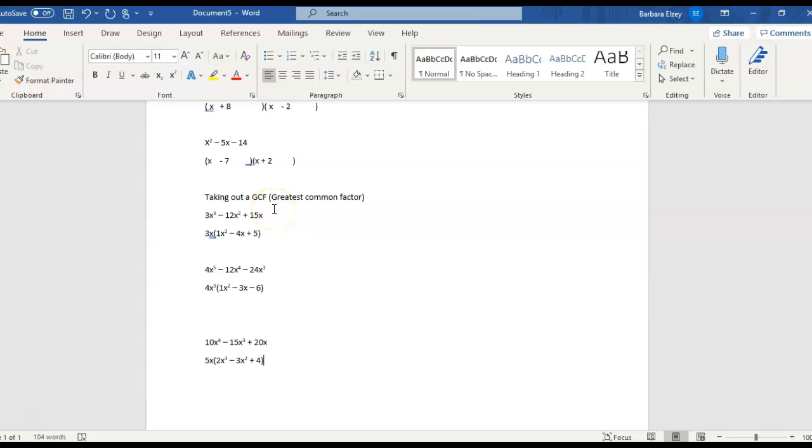Now, be careful in your instructions as you're doing the homework. If it just says to factor out a greatest common factor, don't feel like you have to try to factor the stuff that you've left in the parentheses. You'll just be doing this portion and stopping.